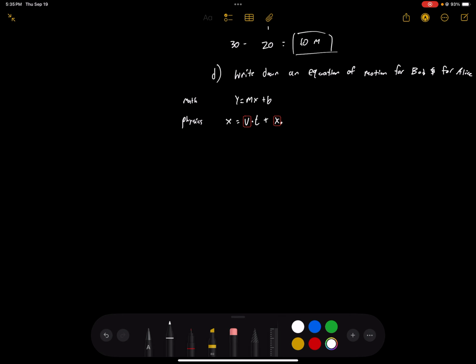Now, if you think about it, this comes from the velocity equation. This is just a velocity equation rewritten. Because look, velocity is change in position. Oops, let me redraw that. So it's just delta x over delta t.